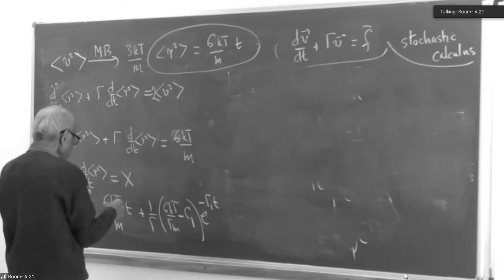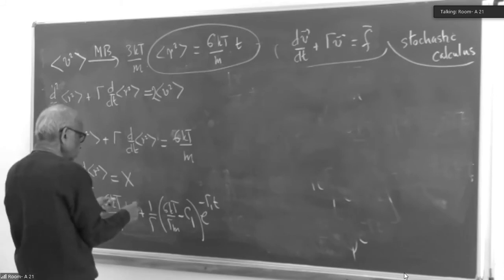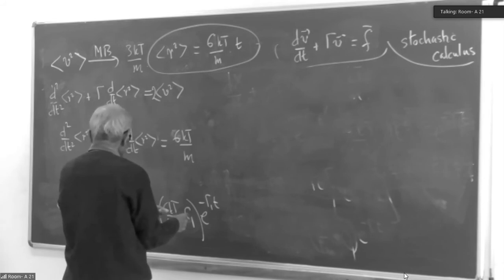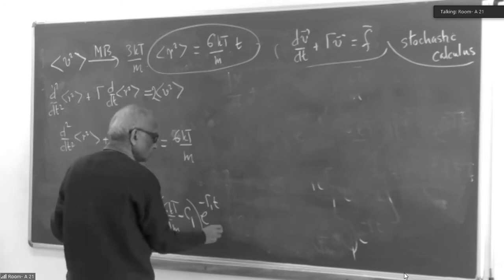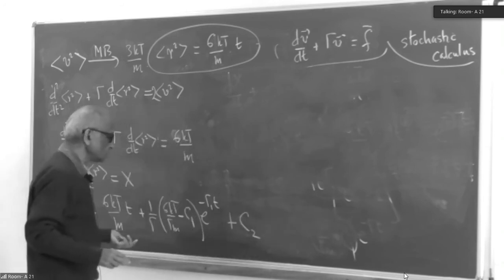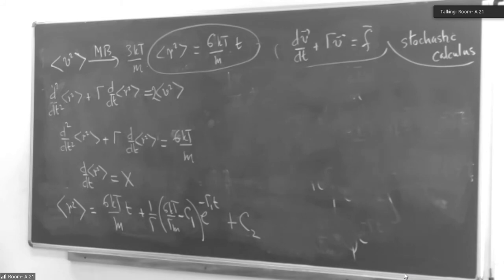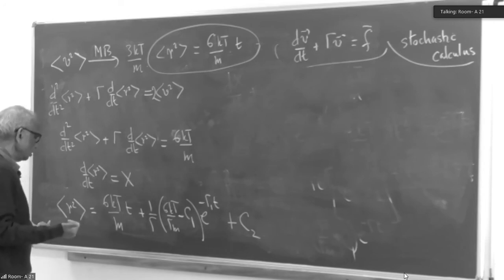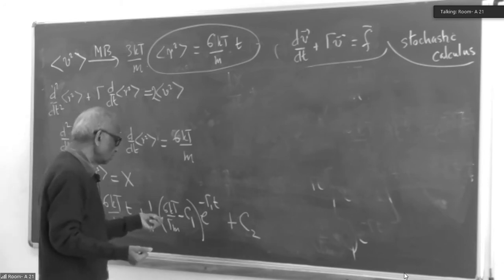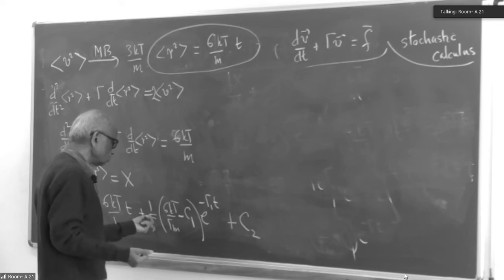I need to point out a small thing over here which is interesting. R square average is 6kT over m times t, plus there was this constant over here, and what I erased was a second constant, which is C2. So I want to fix the constants C1 and C2. If I look at this at t equal to 0, R square average has some given value, which would be obtained from this.